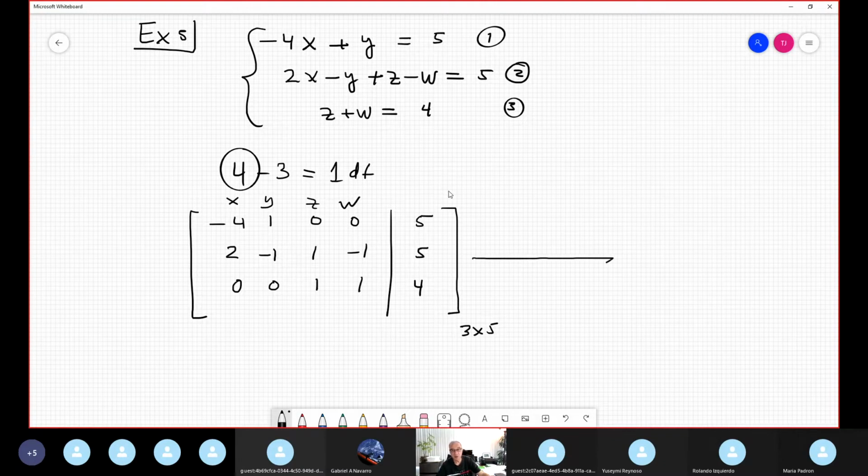Now you put it in Geogebra and you apply reduced row echelon. And let's see what happens.